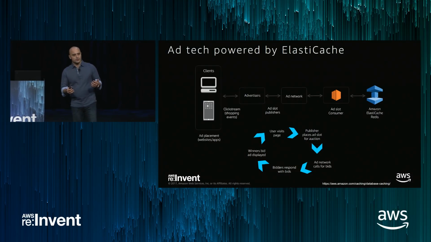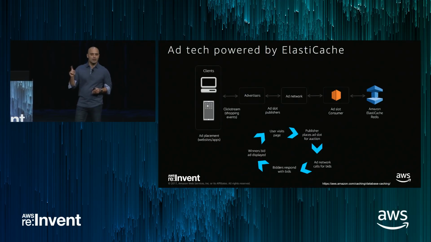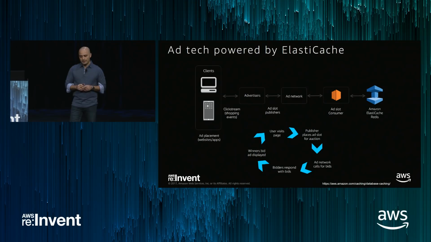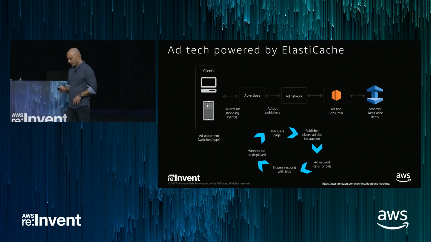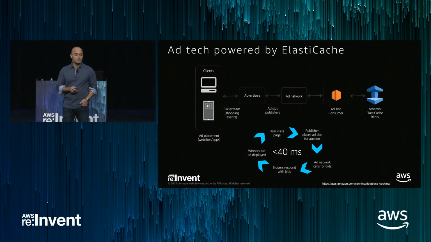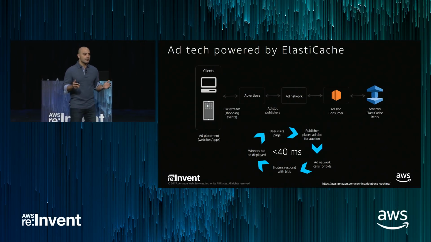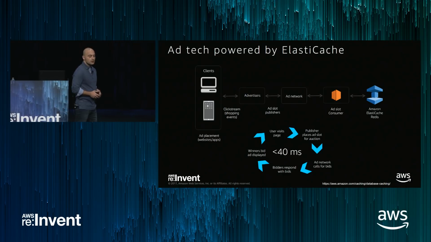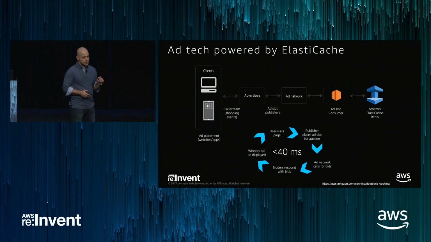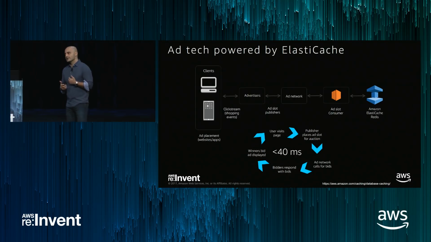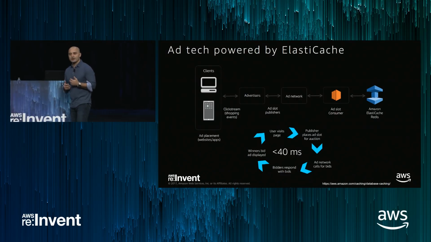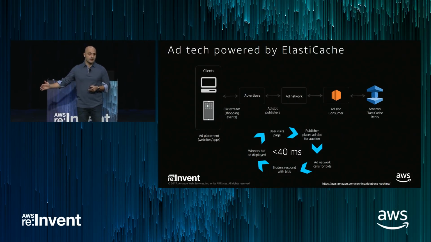And then you have bidders who are essentially saying, do I want to bid on that and place my advertisement in that slot? And that logic needs to happen incredibly fast. That entire workflow needs to happen in less than 40 milliseconds. So the most critical part here is when the bidder receives the information about the ad, they want to execute whatever logic they have incredibly fast. So they need a really fast database.